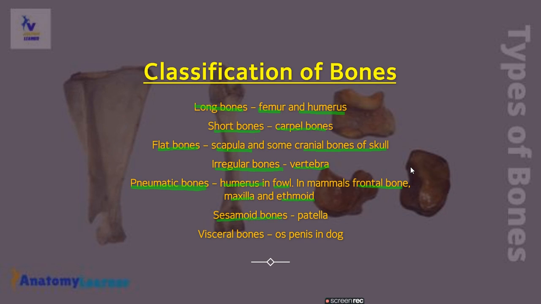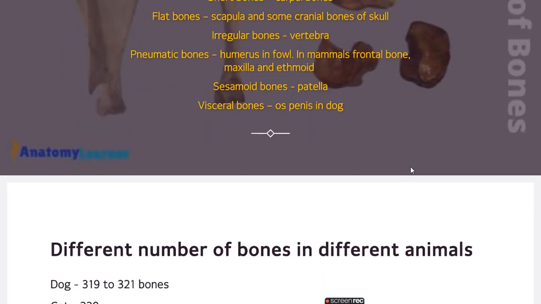Sesamoid bones are the pea-shaped bones we have in the hind legs, between the femur and the tibia and fibula. Between them, we have a sesamoid bone known as the patella. And the visceral bones are like the os penis in the dog and os cordis in the cow. So we can say that the hip bones, these are the pelvic bones, are included in the visceral bones, right?